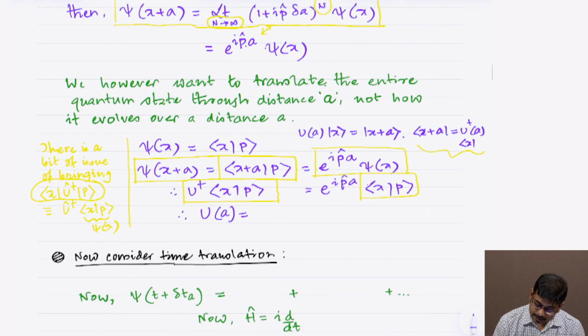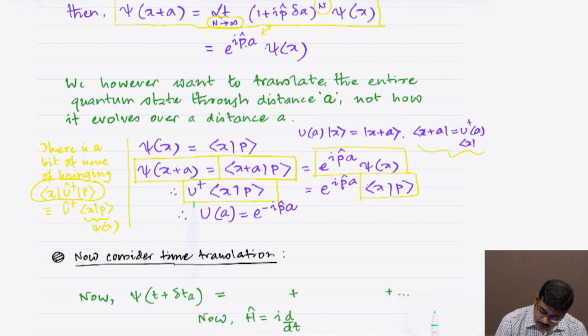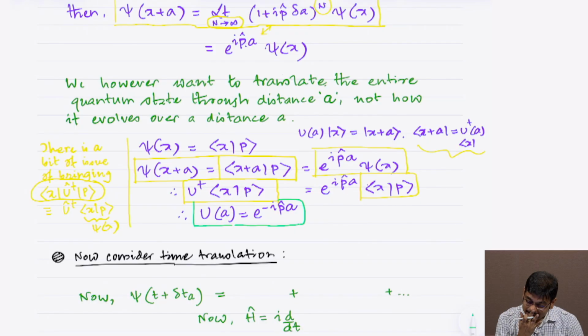So, what it says is that u dagger is e to the power i p a, that means u a is e to the power minus i p a. So, this is a pretty interesting one, that finally we know what kind of operator u a has to be, so that it translates you from x to x plus a, correct. So, this is very interesting.